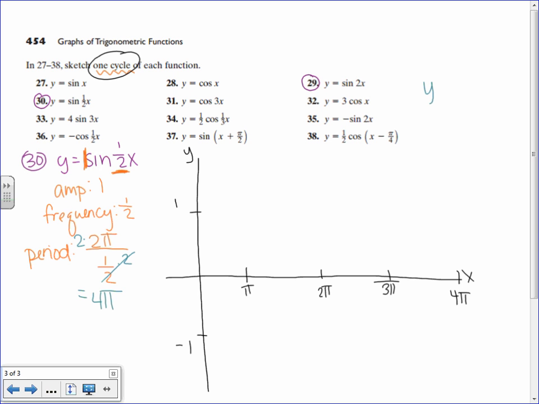I'm going to plot 0. So the sine of 1/2 times 0, which is just the sine of 0. I'm here on my unit circle. At 0, what is my y value there? It's 0. So here I am at 0, 0.